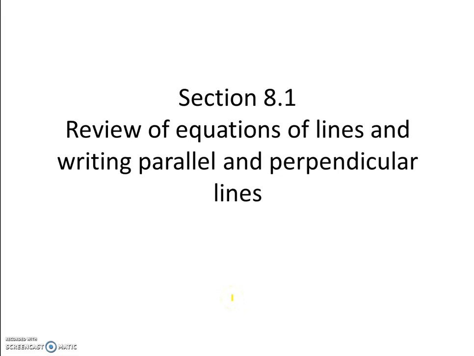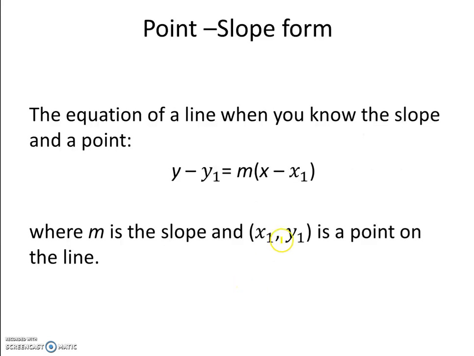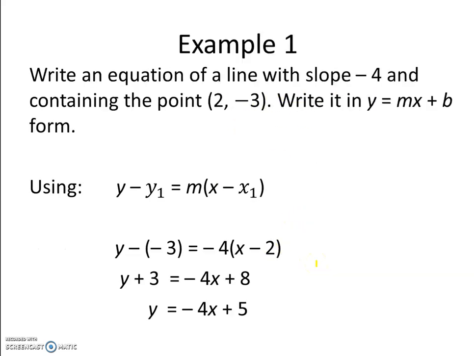Today we're going to look at Section 8.1, Review of Equations of Lines and Writing Parallel and Perpendicular Lines. The first thing we're looking at is the point-slope form, which is y minus y1 equals m times the quantity x minus x1, where m is the slope and (x1, y1) is a point on the line.